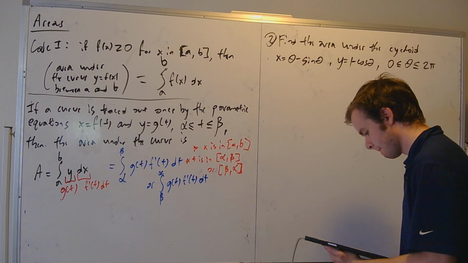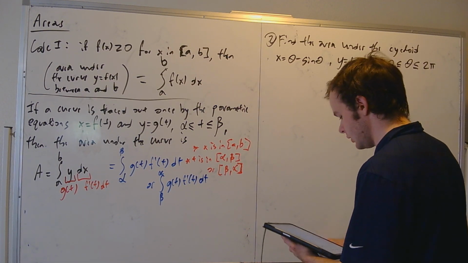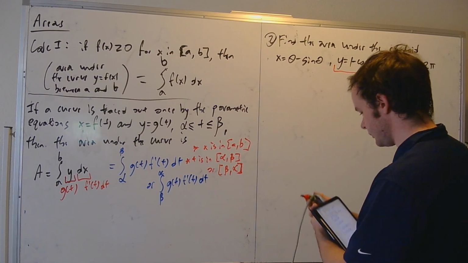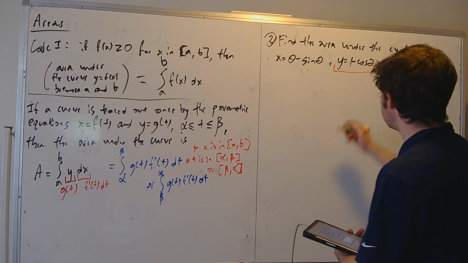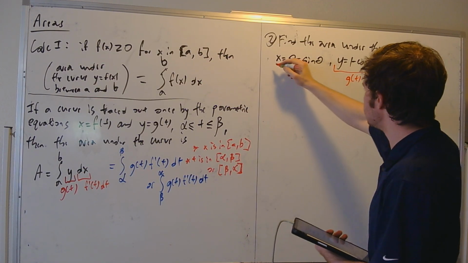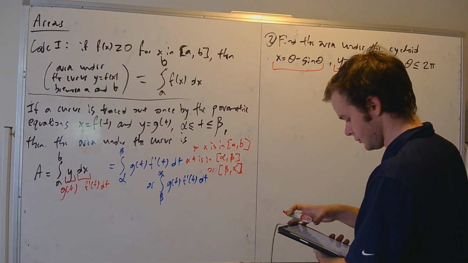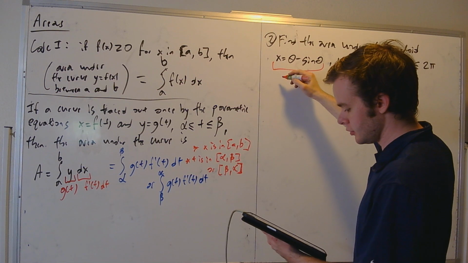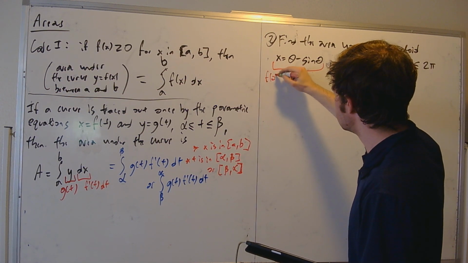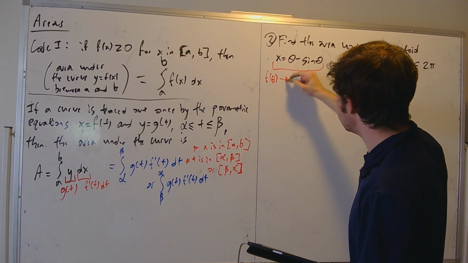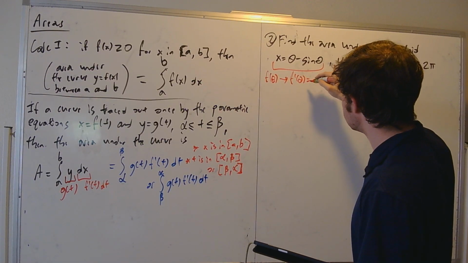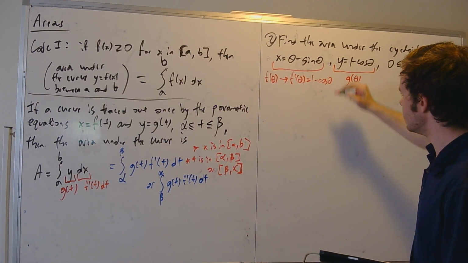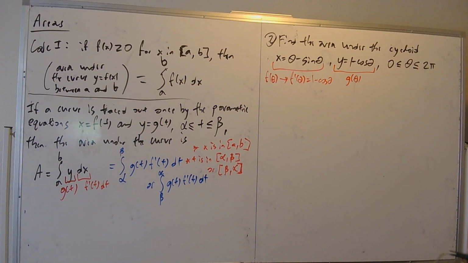Now, we said here that y is going to be our g of t, and x is going to be our f of t. Or sorry, we're not using t, we're using theta. So y is g of theta, x is f of theta, meaning that f prime of theta is going to be equal to the derivative of this, which is 1 minus cosine theta. So f prime of theta is 1 minus cosine theta. Okay.